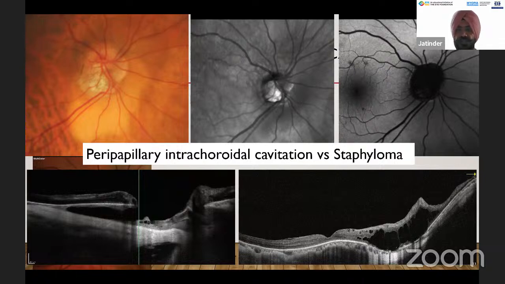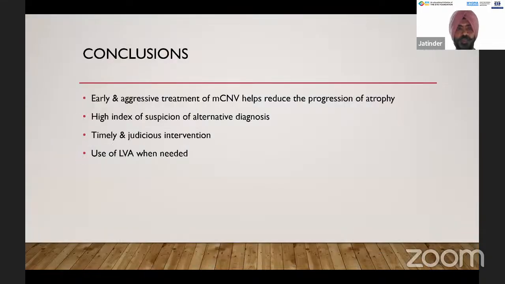The importance is that these findings can be associated with field defects which are stationary, and it needs to be differentiated from the glaucomatous field defect, which is another entity which can be associated with pathological myopia. So to conclude, early and aggressive treatment of myopic CNVM helps reduce the progression of atrophy.